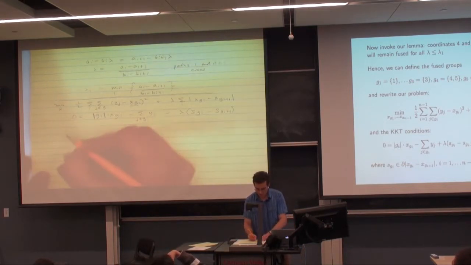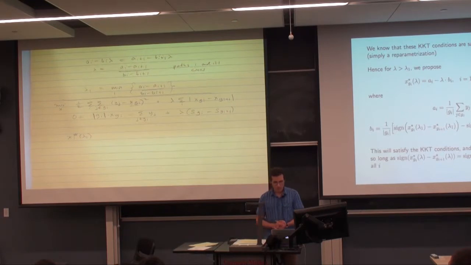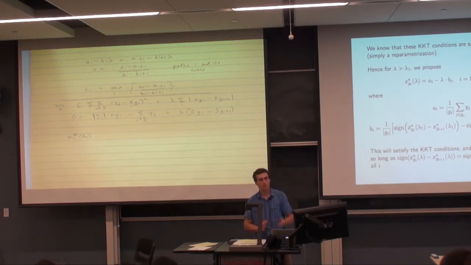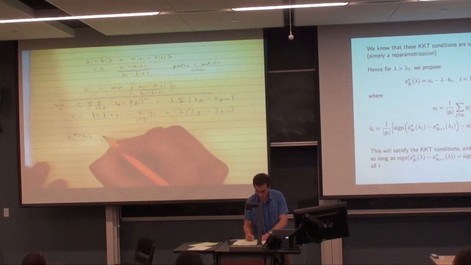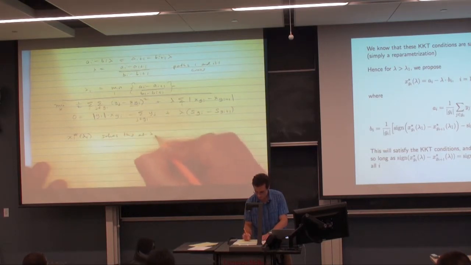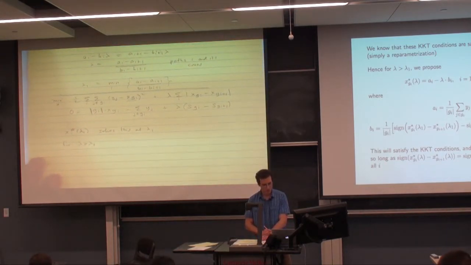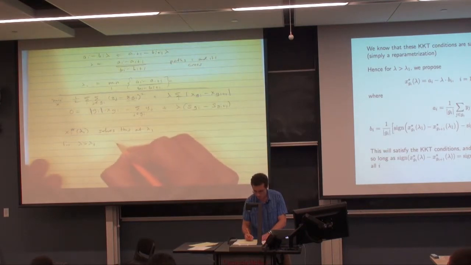Now by construction, we know that the vector that we just wrote down at lambda 1 satisfies these KKT conditions, because we solved the problem for all lambda from 0 all the way up to lambda 1. Now for some larger value of lambda, bigger than lambda 1, we're going to again try to proceed in a linear direction from the solution.